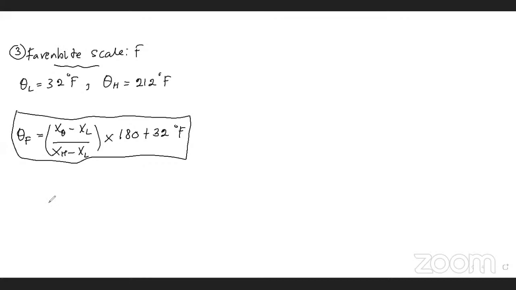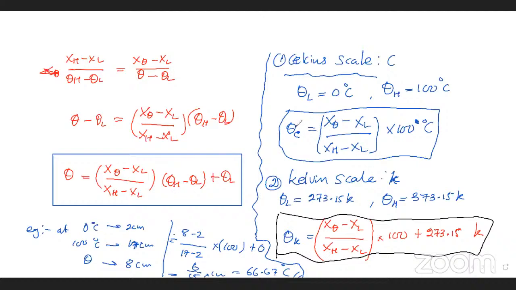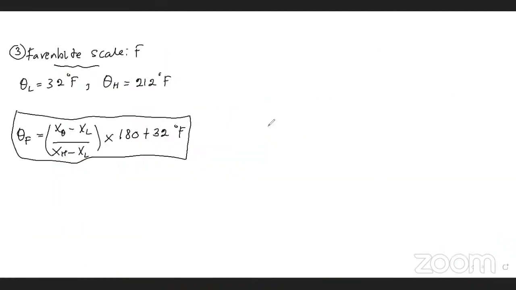These scales are related to each other. How can you get that? Because this ratio is the same for all the cases. Previous cases also you can write this ratio: theta C divided by 100. In Kelvin, this ratio is equal to theta K minus 273.15 divided by 100. And in Fahrenheit, I will write there.